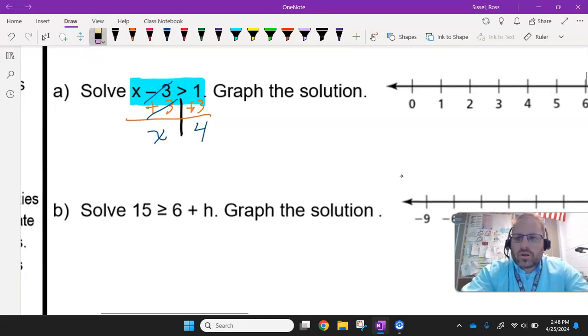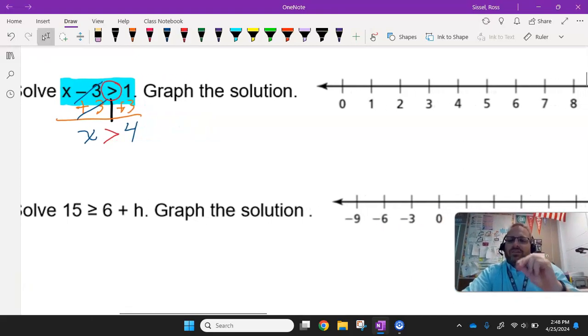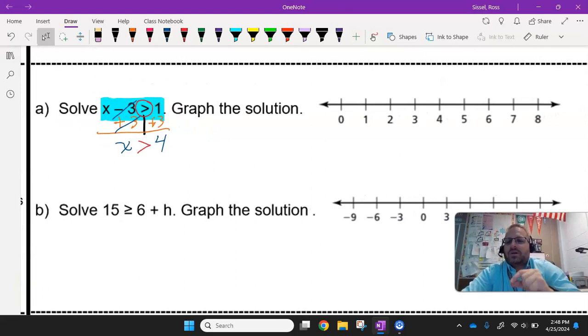Now, I don't want that, I want this. I'm going to erase this just a little bit. Now this is not a rule in math, but this is my strategy: I always circle the inequality and make sure I copy it right. So we have x is greater than 4. So that is how we simplified x minus 3 is greater than 1. It's the same as saying x is greater than 4.